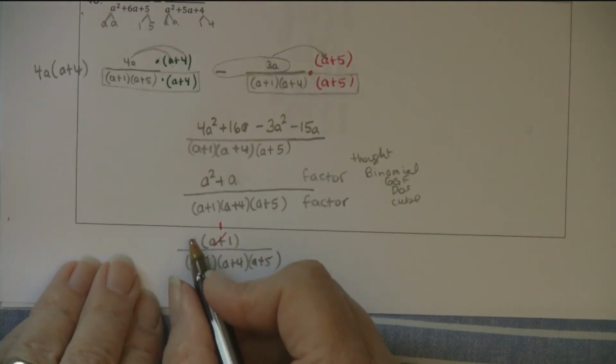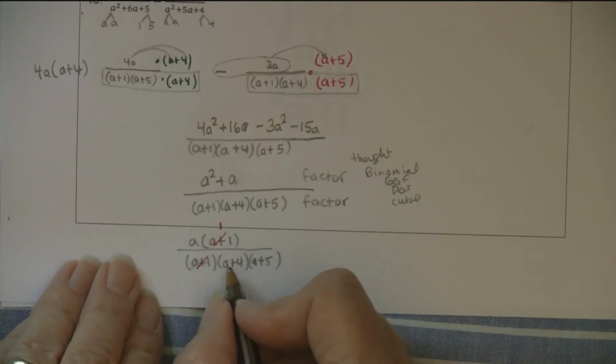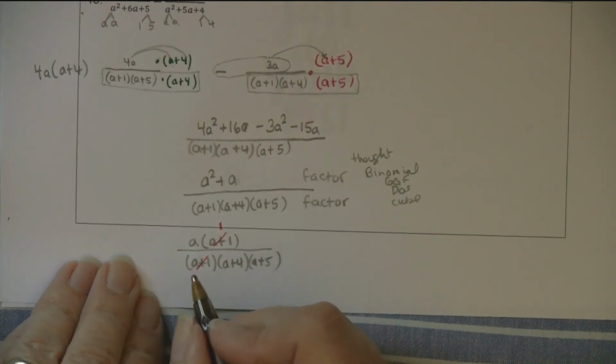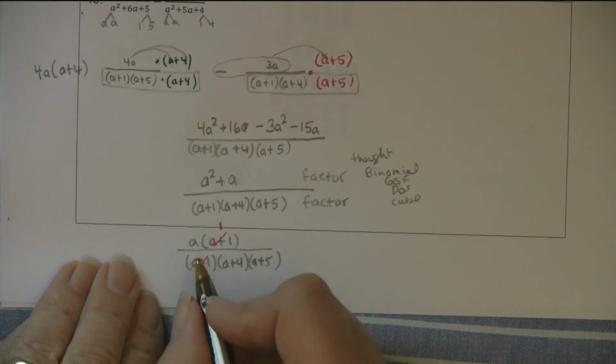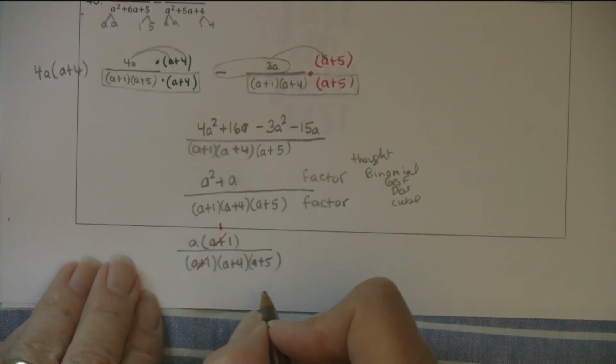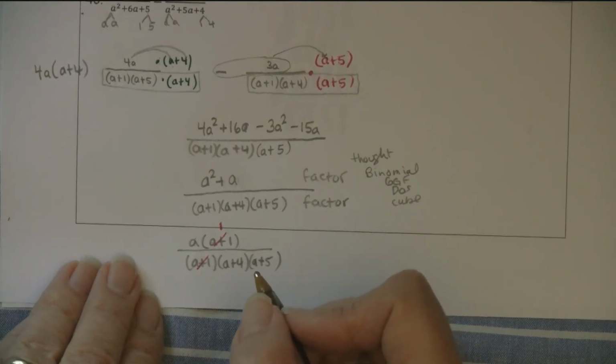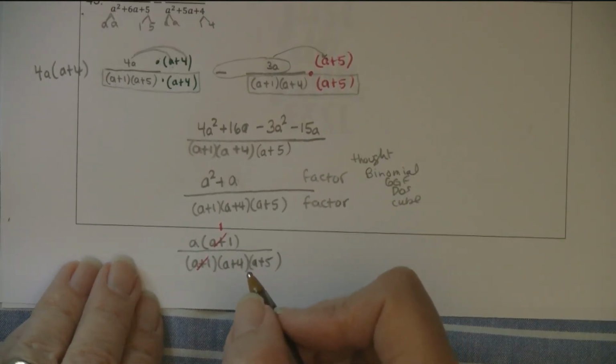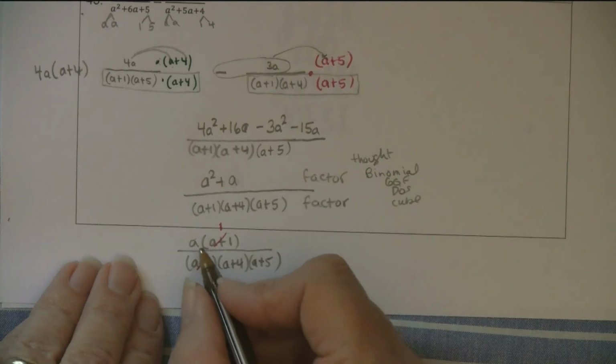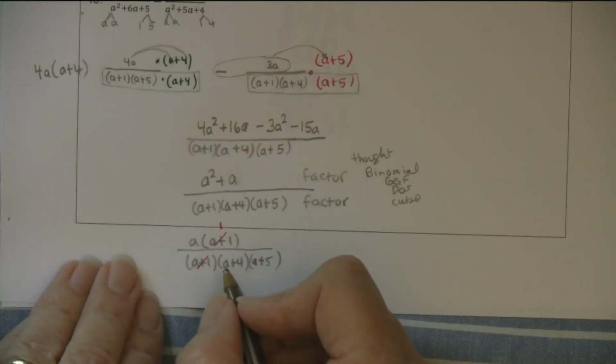Now this monomial a will not cancel with a binomial a plus 4. They're not even the same size. You have to be first the same size: monomial, binomial, or trinomial. And then you have to be exactly the same after that. So monomial and binomial are not even the same size.